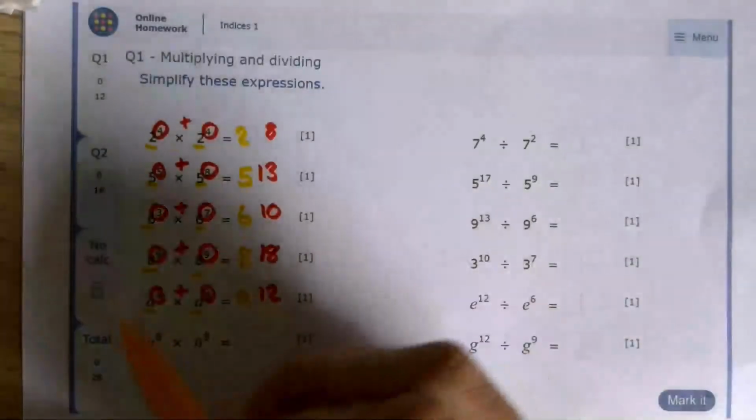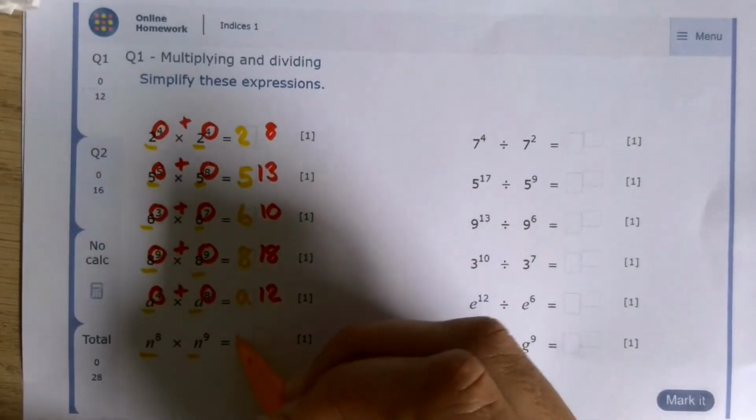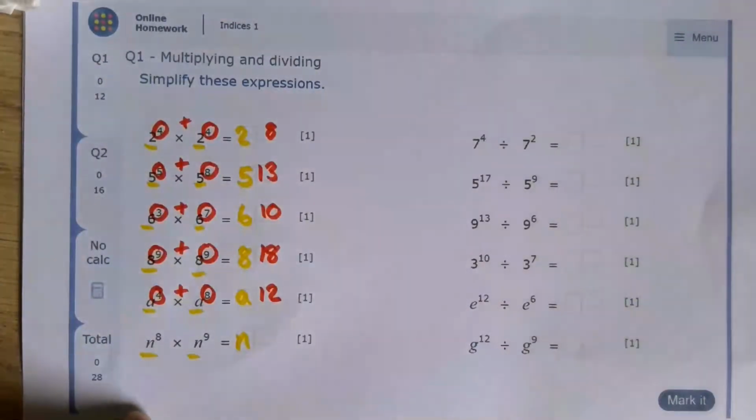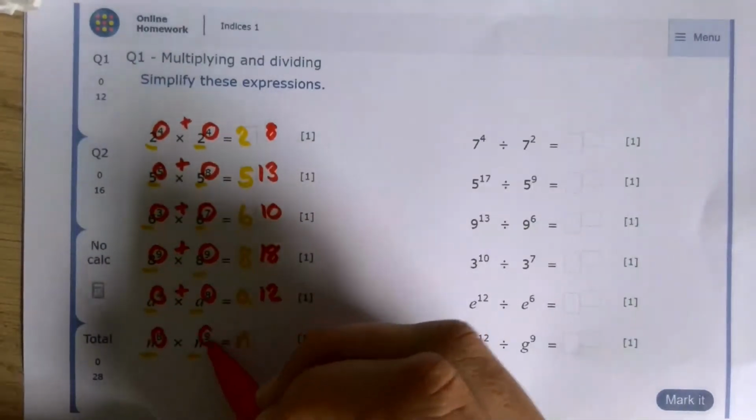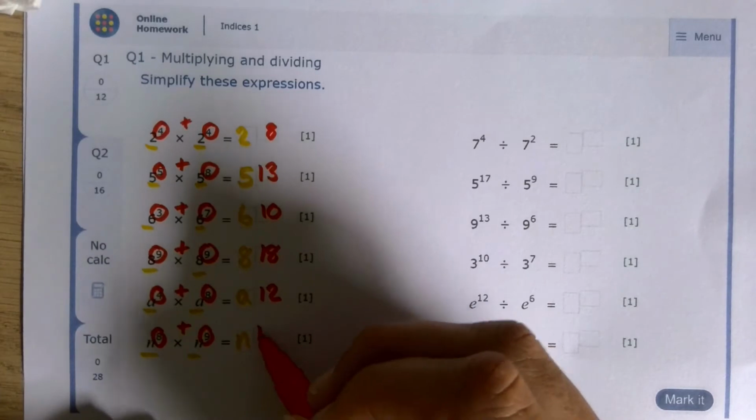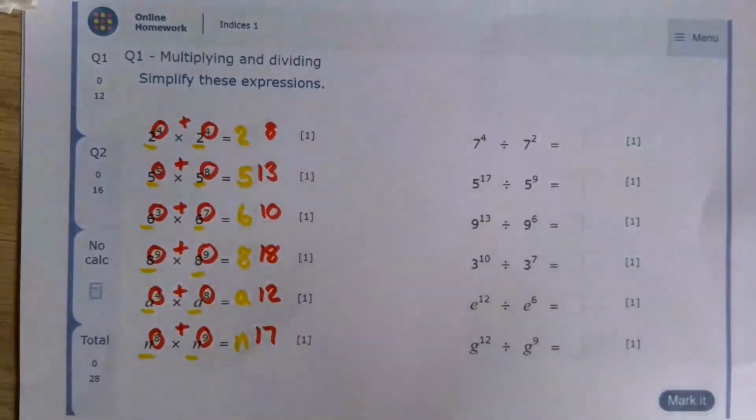And for this one our base is N. N is quite frequently used as it's short for number. And we've got N to the power of 8 here, to the power of 9 here, which means in total we've got 17 N's being multiplied together.